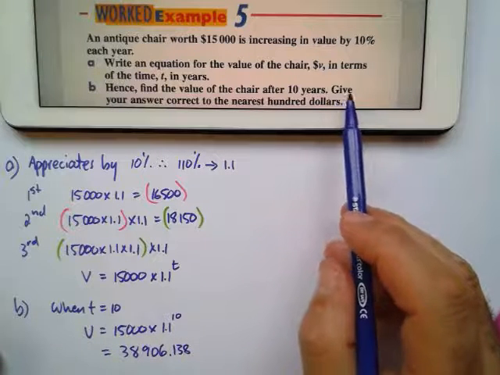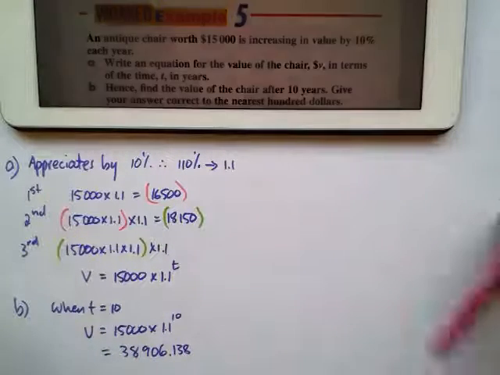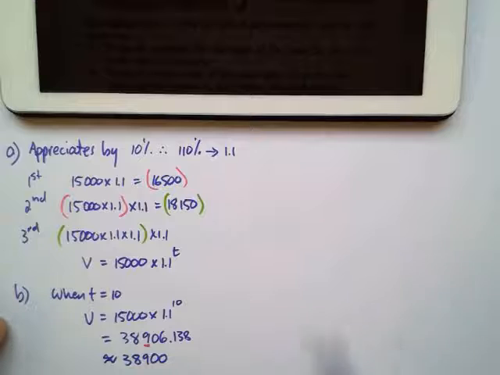Just be very careful. The question says, give your answer correct to the nearest $100. So the nearest $100 is there. So we look at the 0, and the closest to that will be $38,900. And we can use our squiggly equal sign to show that that's our rounded value.